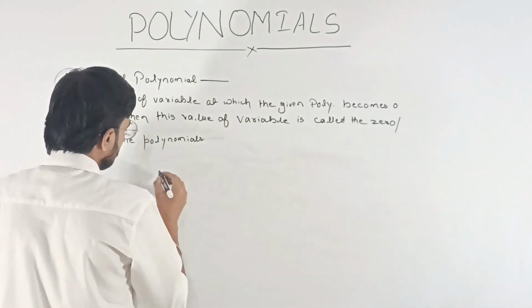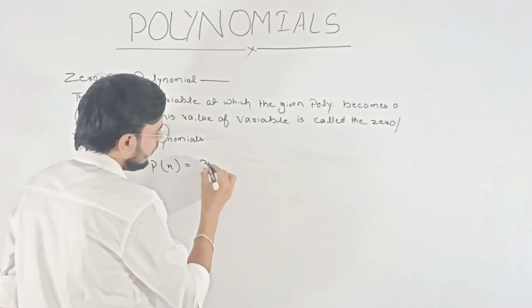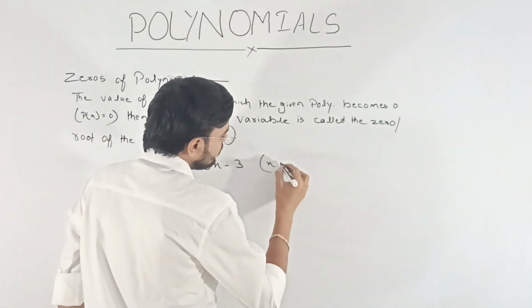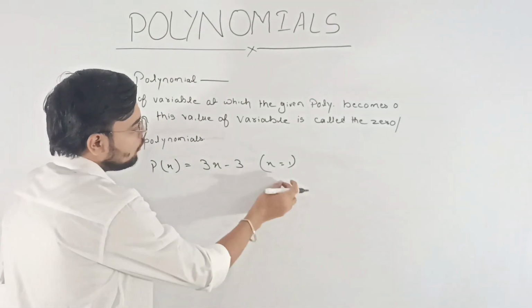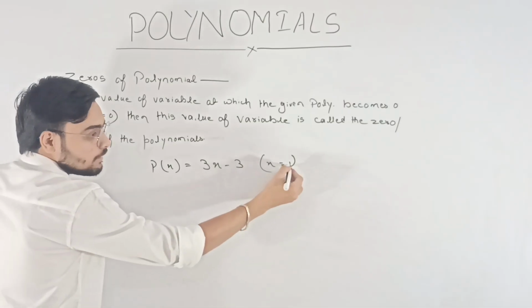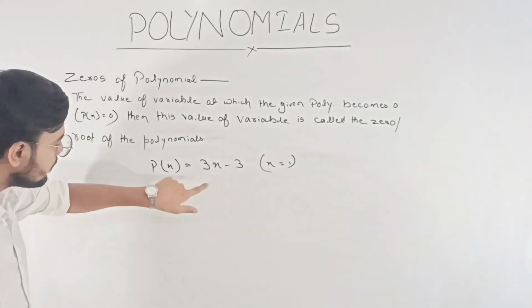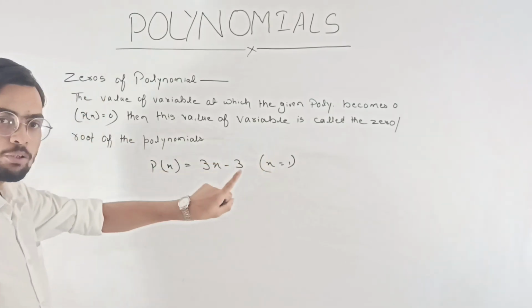Let's understand by taking one example. Suppose we have a polynomial 3x minus 3, and it is given that x = 1. We have the polynomial 3x minus 3 and the value of the variable is given as 1. Okay, now after putting x = 1 in place of x in this given polynomial, if this polynomial becomes 0, then we say that yes, x = 1 is a zero of the polynomial.